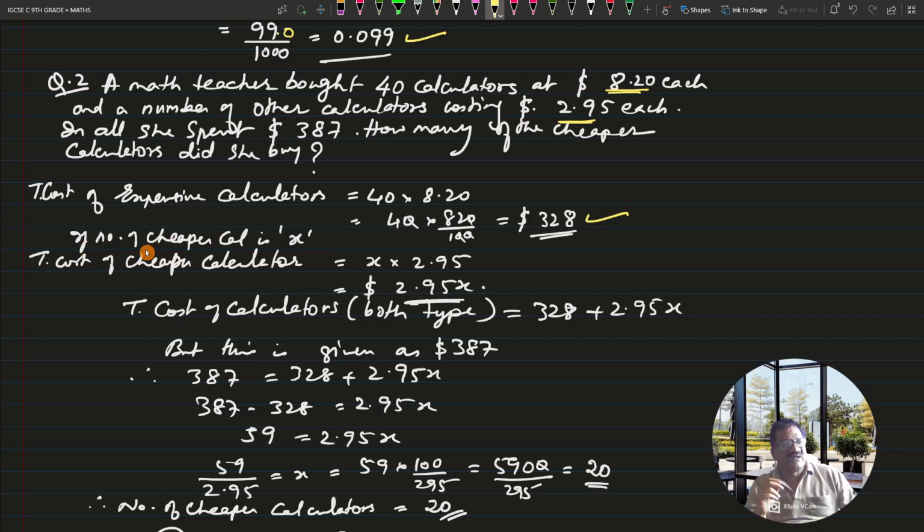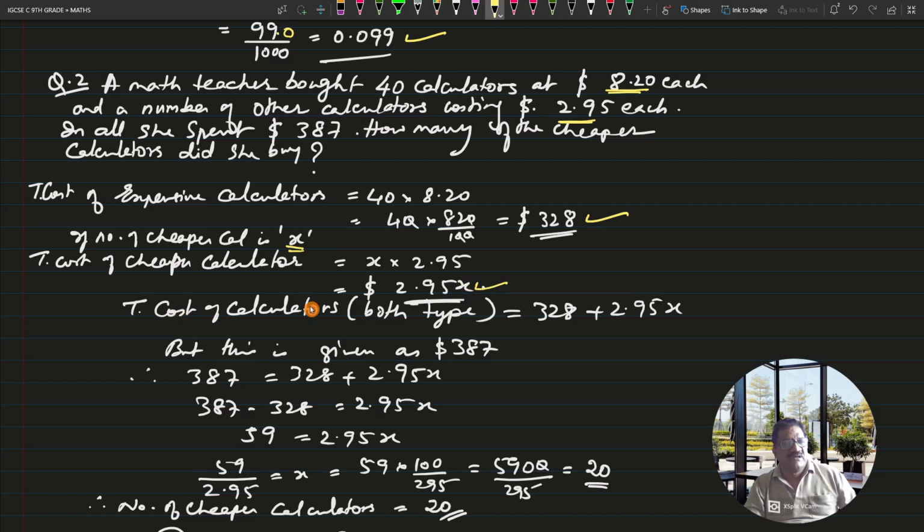So the number of cheaper calculators, let it be X. Let the number of cheaper calculators bought by the teacher be X. Now what will be the cost of the cheaper calculators? Because X calculators were bought, it is X into the rate of the cheaper calculator, which is 2.95. So you have to multiply 2.95 by X. You will get 2.95X. So 2.95X dollars is the cost of cheaper calculators. How many calculators? X calculators.